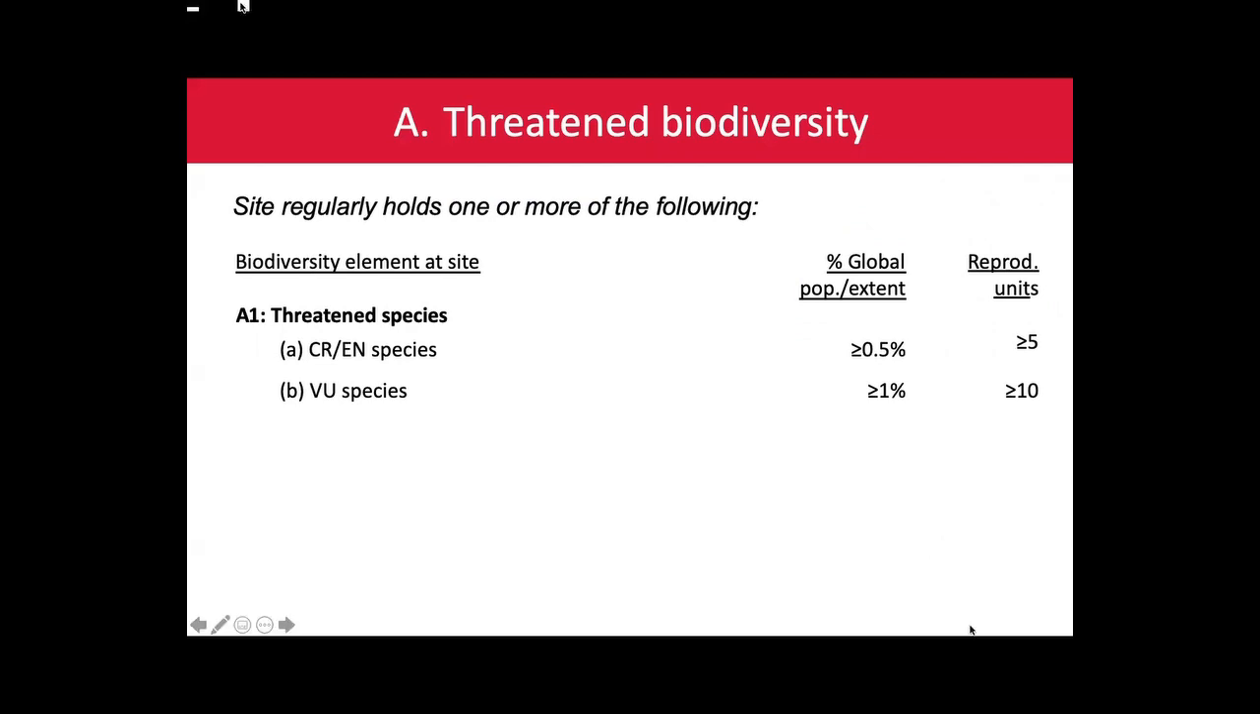So the thresholds need to work across taxa, and that's why we use percentage thresholds rather than number of individuals, because it's not possible to set numeric thresholds that would be appropriate across all taxonomic groups from, say, fungi to whales. And many of the thresholds also include a minimum number of reproductive units. This is designed to ensure that the population at the site is capable of maintaining itself beyond the current generation.